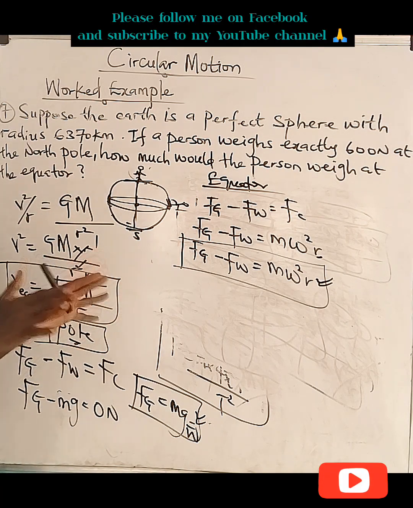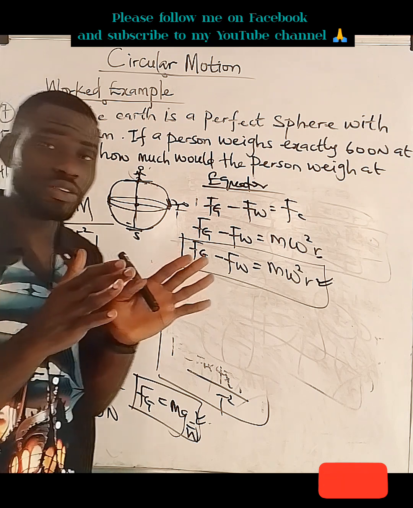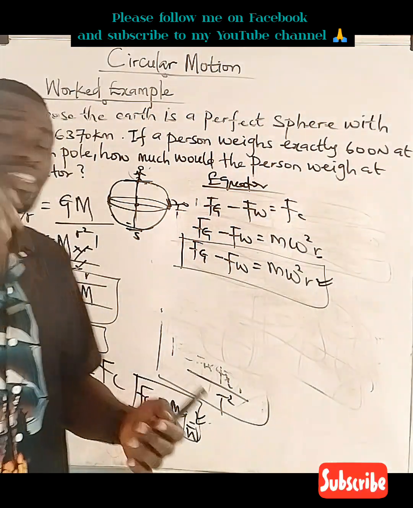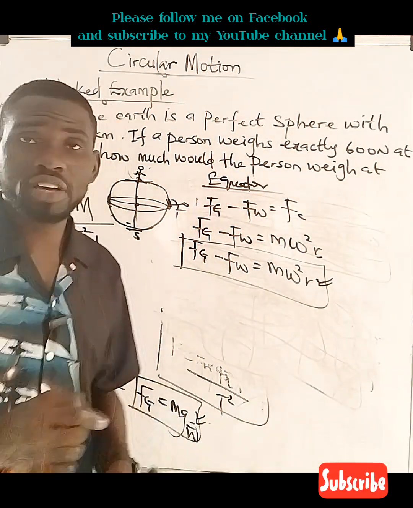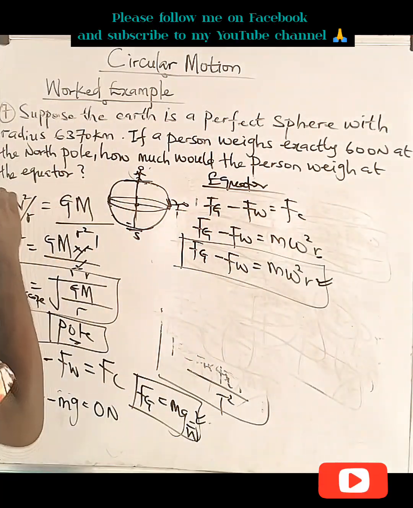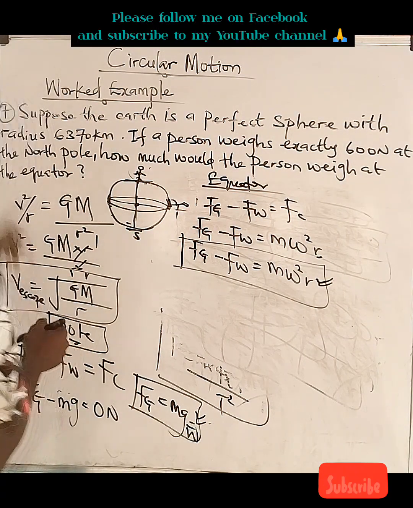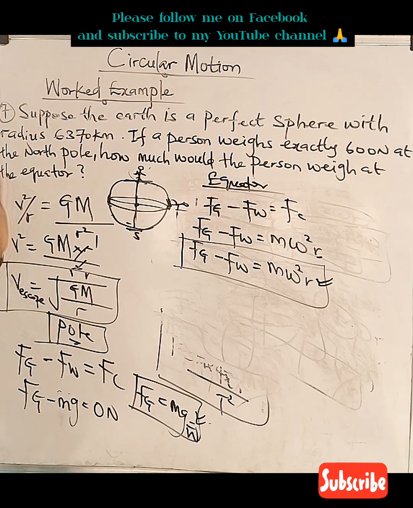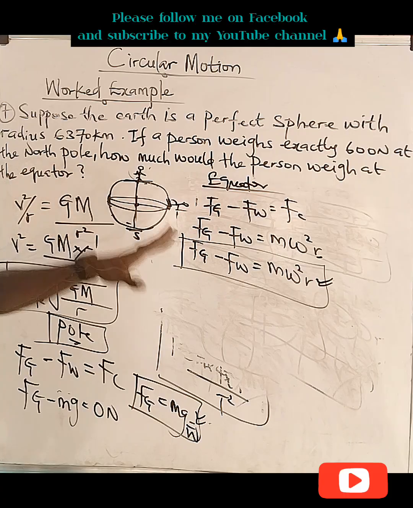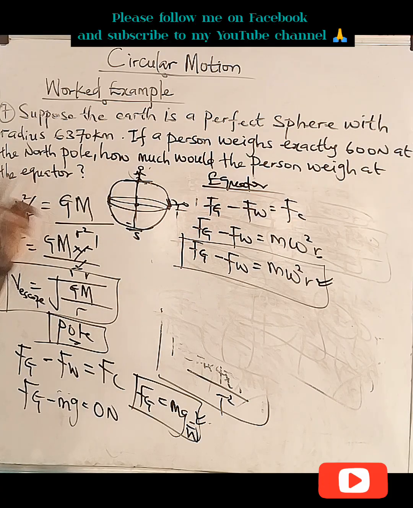So we're done. These are the major formulas we're going to be using. The other formulas, we're not going to dig so deeply into gravitational field. That's not what we're talking about. We're talking about the circular motion. So quickly, let's solve this very question. Now, suppose the Earth is a perfect sphere with radius 6370 kilometers.